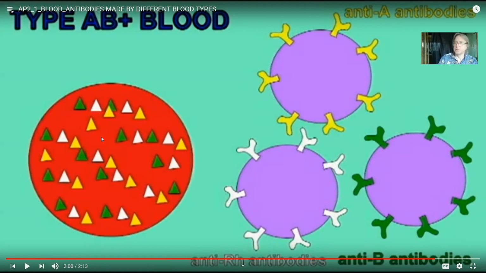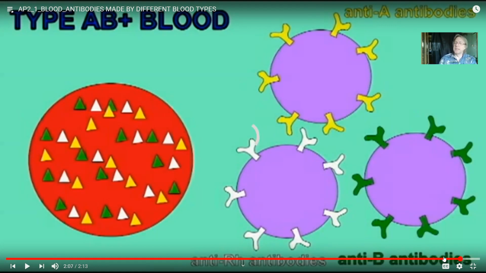You would attack yourself. So if you have an A in your blood type, here's the A in the blood type, here's the yellow triangles. If you have an A in your blood type, you can't make anti-A antibodies. If you have a B in your blood type because of the green triangles, you can't make anti-B antibodies. If you are positive, meaning that you have the white triangles, you can't make anti-Rh antibodies.